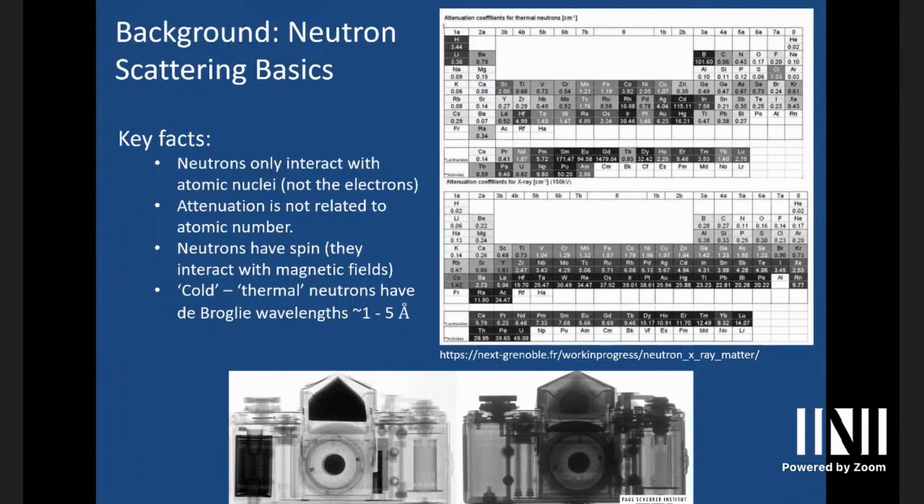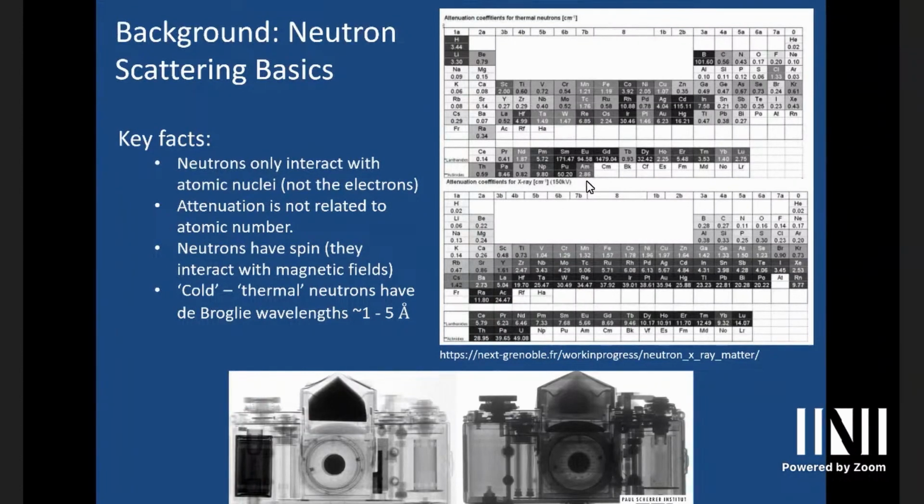And the other thing is that their attenuation is not really related to the mass. For X-rays, they're scattered by electrons, so the more electrons, the more they scatter. Whereas for neutrons, it's a bit more complicated, with scattering from the nucleus. What that means is that the actual attenuation rate of neutrons is very different to X-rays.